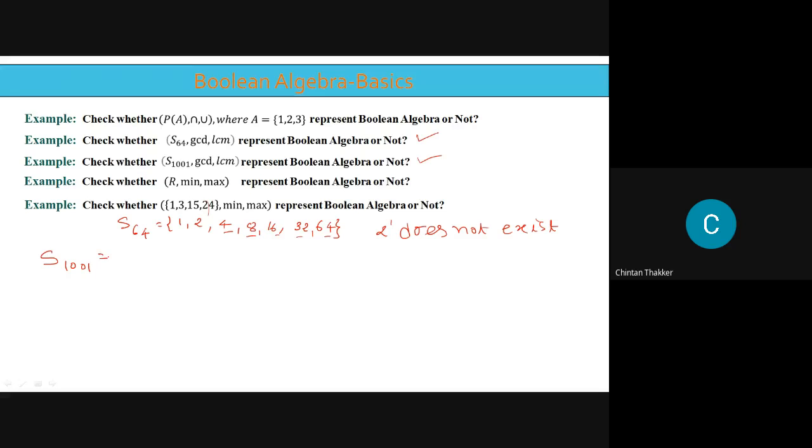Now what about S1001? Which are the elements of S1001? Write the elements of S1001.